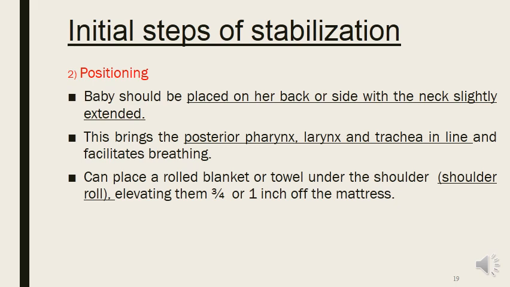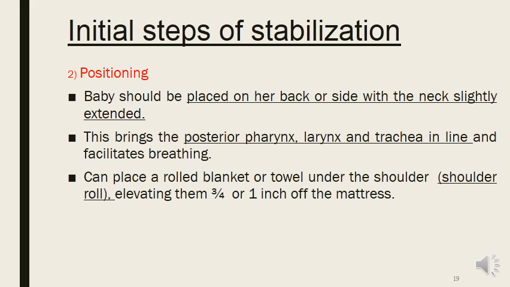Care should be taken to prevent hyperextension or flexion of the neck, since it will cause interference with respiration. To help maintain the correct position, we can place a rolled blanket or towel under the shoulder and elevate them 3/4 or 1 inch off the mattress.